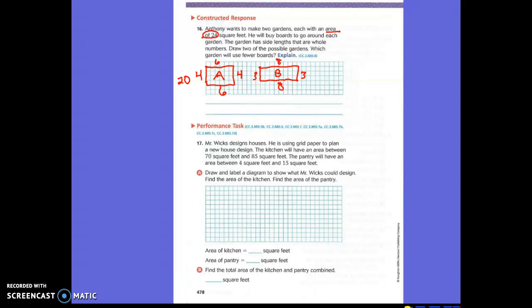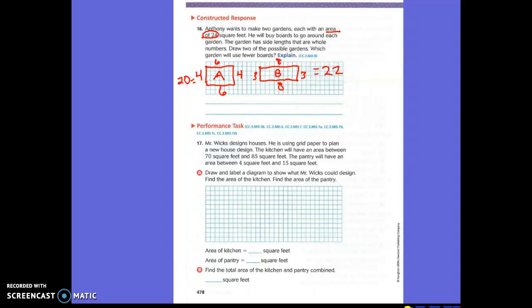Okay. Now, let's find the perimeter for B. What did I say I like to do when I'm adding? Big numbers. So, my big numbers are 8. 8 plus 8 is? 16. 3 plus 3 is? 6. 16 plus 6 is? 22. Okay, so this one equals 22.